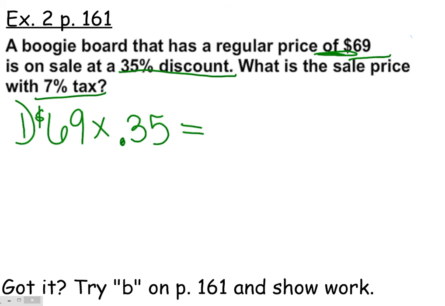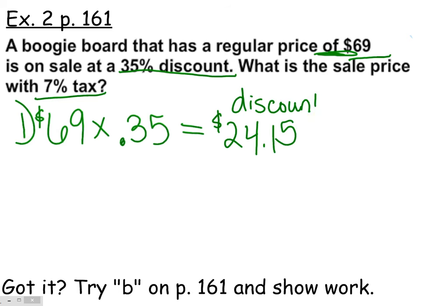So when you calculate that, I'm going to use a calculator. I get 69 times 0.35. Let's just enter this in. And the discount is $24.15. That's a pretty good discount.